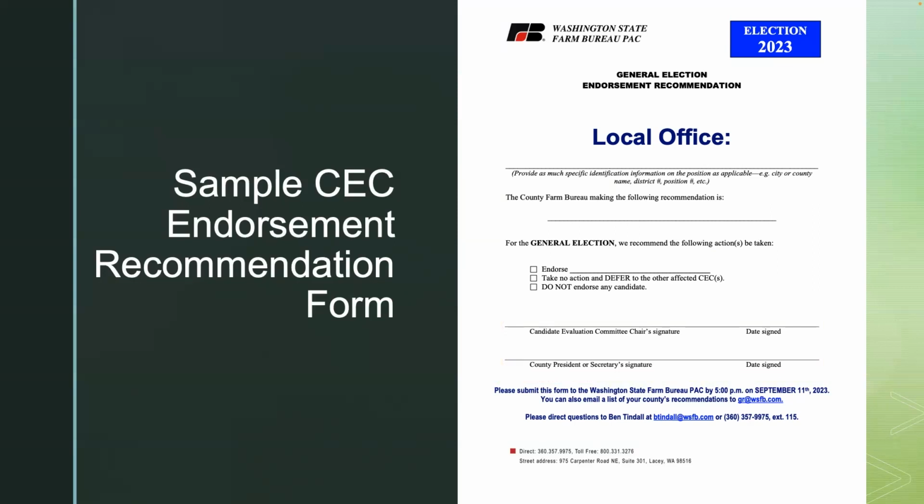From there, they will send all of those completed forms, be it one or multiple, to the Washington Farm Bureau office, and the staff will compile them for the PAC, and the PAC will be able to make those determinations and their decisions based on the recommendations of the CECs.